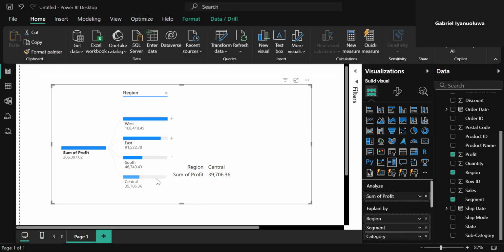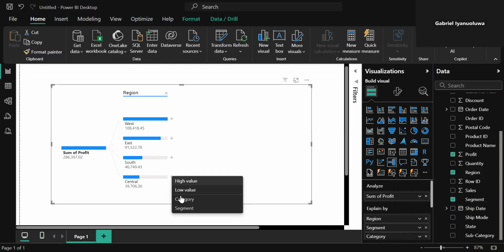So Central is where we have low profit. Now, if you click on this low profit in Central, I want to see which categories we have low profit for in Central. If you click on it, you can see the information of categories in Central, how much we have, and what makes Central have low profit. I want to see the amount of profit we make in each of the categories.